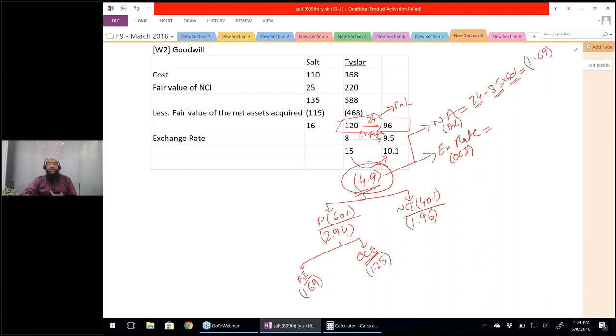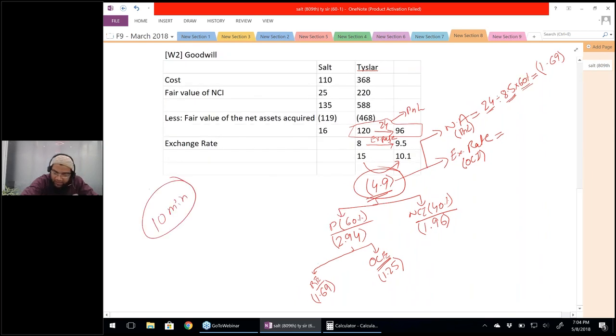So this is how we have completed our working number 2. If you have any question you can ask, then we'll be moving towards a namaz break and continuing after 10 minutes. Any questions in this? So let's take a 10 minute prayer break, and then we are going to continue at around 7:15. And then we'll be solving working number 3, working number 4, and then the balance sheets. Let's have a break and then continue after a short while.